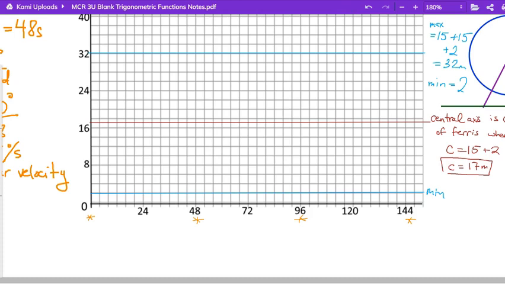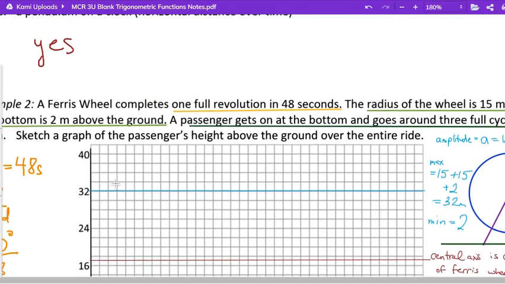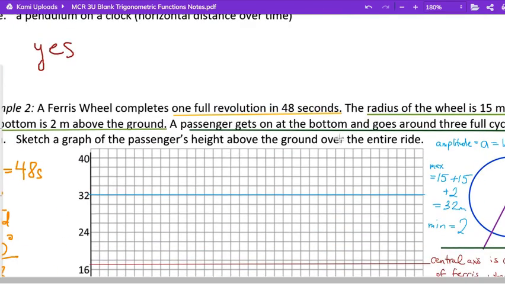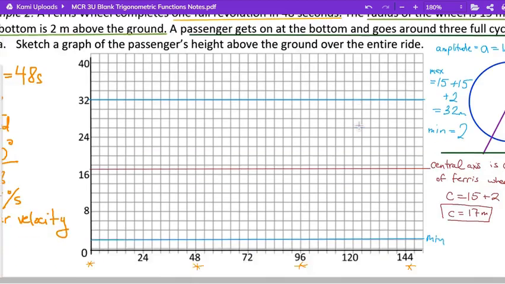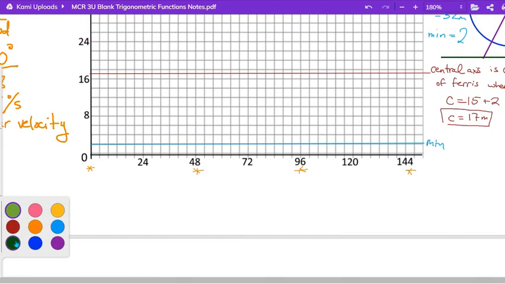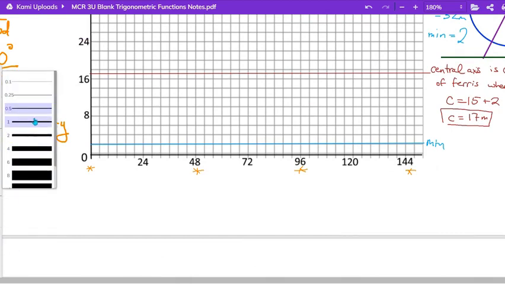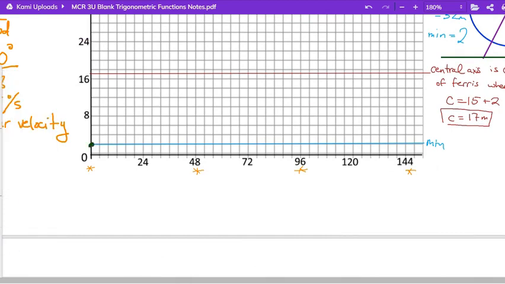Okay, let's go. Where do we start? Where do the passengers sit down? The passenger gets on at the bottom and goes full 3 cycles. So we start at the minimum. Okay, I'm going to draw my lines. Now I know that we reach the minimum every 48 seconds. Remember, if the period repeats every 48 seconds, my y value will be identical every 48 seconds.